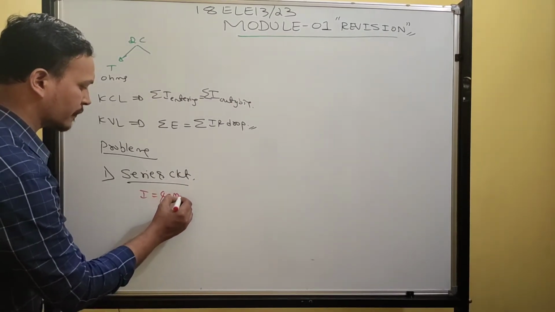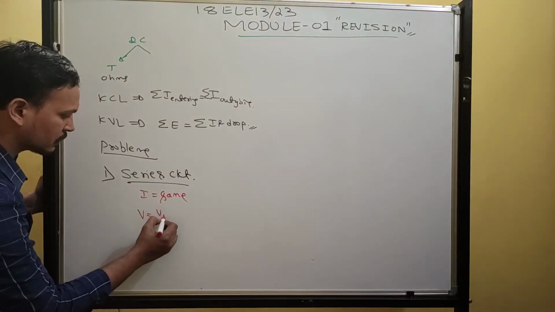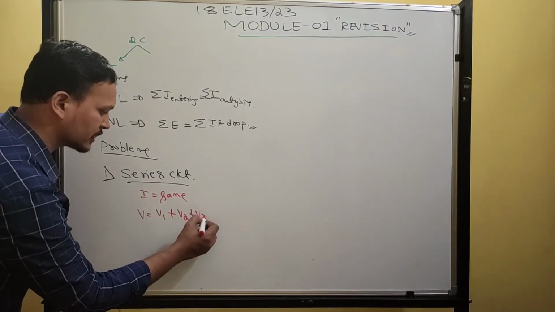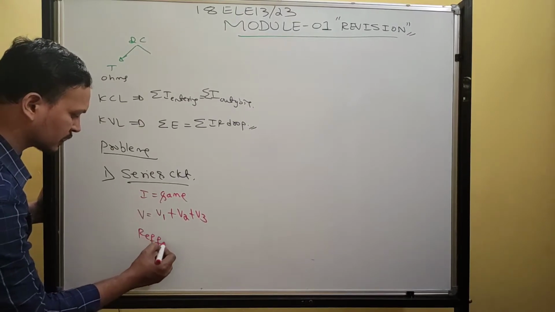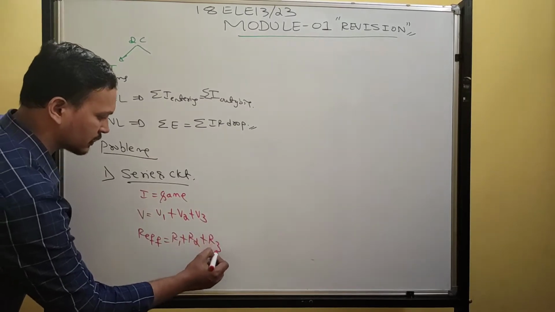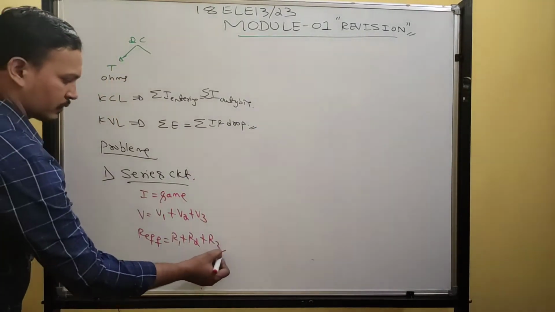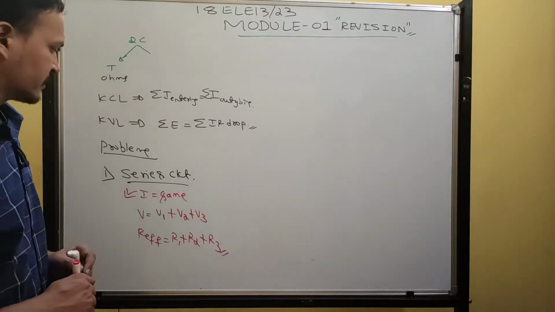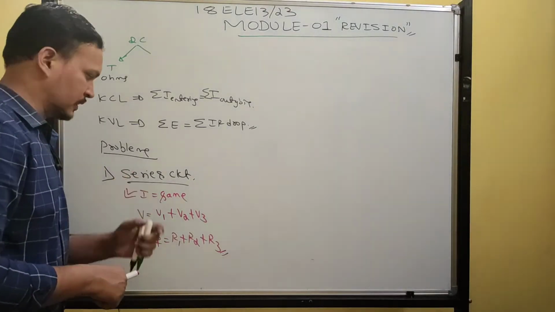For a series circuit, current will be the same across each and every element. Then what is the voltage? The applied voltage to the circuit will be V = V1 + V2 + V3. Then what is the effective resistance in a series circuit? The sum of all the resistances, R1 + R2 + R3, and if there is another resistance, R4, it goes till the nth resistor. Remember this first point when analyzing a series circuit: current should be the same in all the elements. That is called a series circuit.